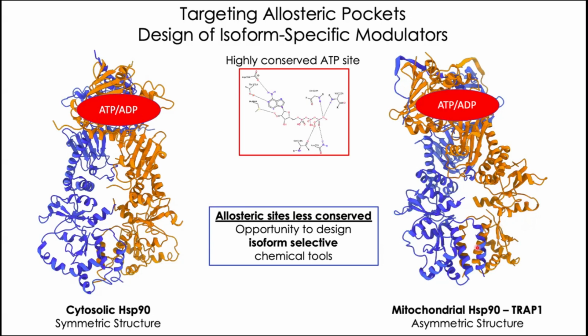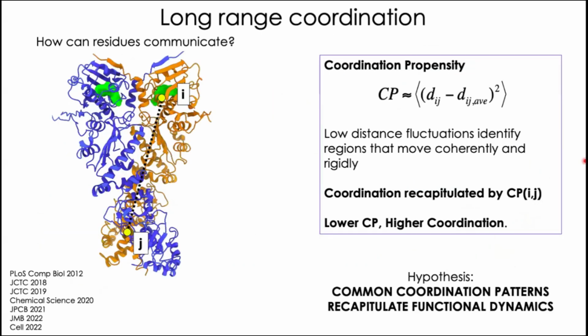So we asked the question: is there a difference between the way that the message from ATP is relayed through the structure of HSP90 or TRAP1? Do they target different sites? To do that, we developed a very easy computational approach where we calculate how residues are coordinated by looking at the distance fluctuations in every pair of residues in the protein structure. We take residue I and residue J and look at the fluctuation in their distance along different simulations and compare them in different cases.